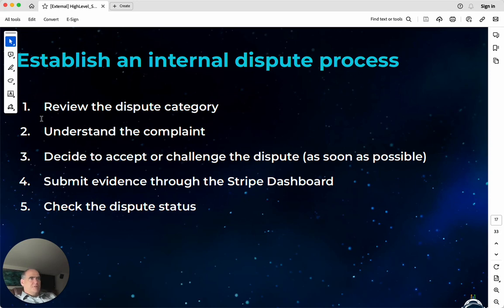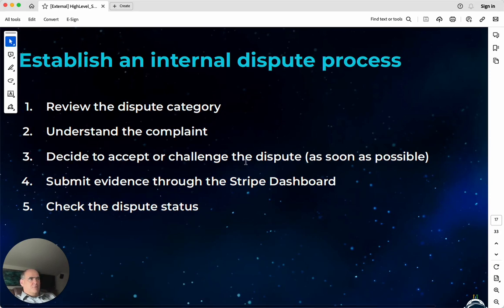Establish an internal dispute process: review, understand, decide to accept or challenge. So remember, accept just goes right to they're not going to overturn it. They're going to keep the money and the fee. So really, if you want to do anything, you want to dispute it.